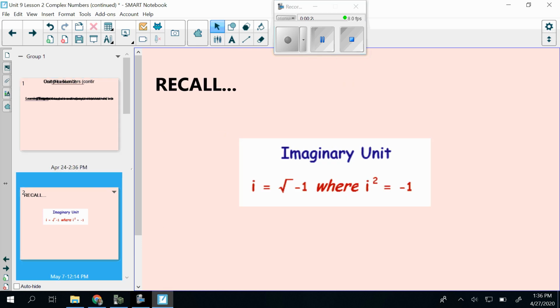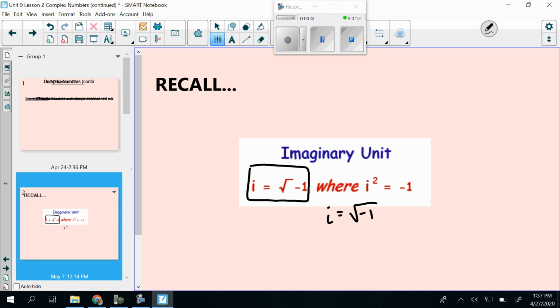Recall from last time that i is defined as the square root of negative 1, meaning if we were to square both sides, that squaring and square root cancel out, so that i squared is then just equal to -1.